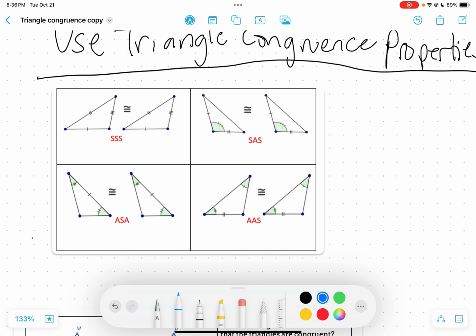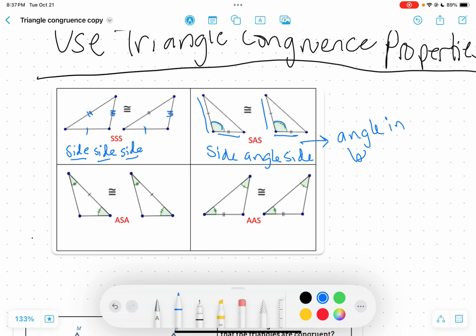a lot. So this is side, side, side, because all three sides are congruent to each other. So this one is three congruent sides. That's side, side, side. This is side, angle, side. So these two sides are congruent, these angles, and these two sides. So the angle is between the two sides.